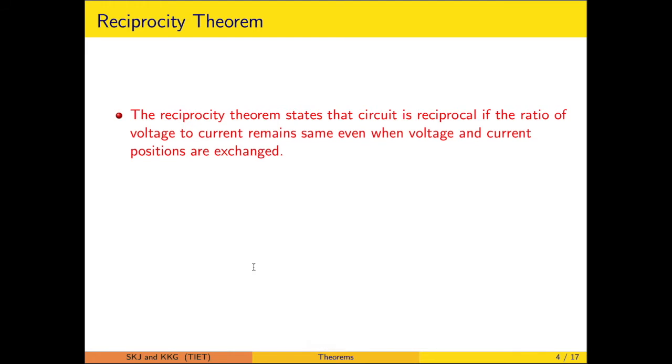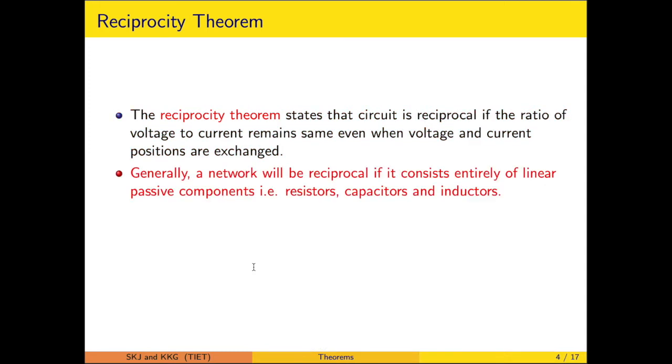This particular theorem states that the circuit is reciprocal if the ratio of voltage to current remains same even when voltage and current position are exchanged. So this we have seen already. The network will be reciprocal if it is consisting entirely of the linear passive components. So this particular is to be taken note of, entirely of the linear passive components. That particular is giving some insight into the information, but let's take another point.